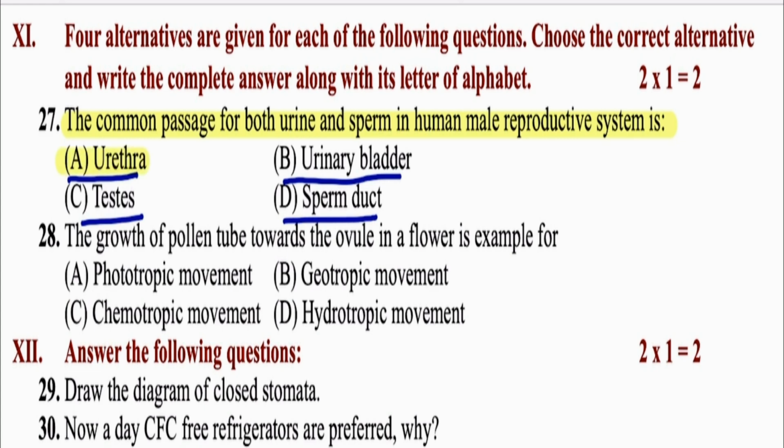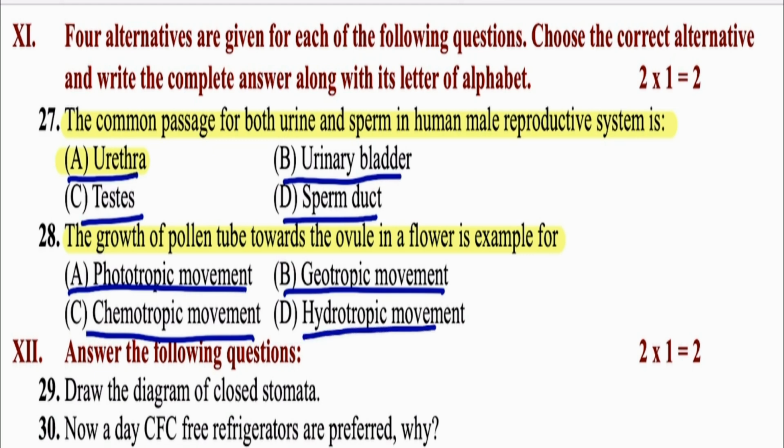Urethra. Question number 28. The growth of pollen tube towards the ovule in a flower is an example of option A. Phototropic movement, option B. Geotropic movement, option C. Chemotropic movement, and option D. Hydrotropic movement. Correct answer is option C.